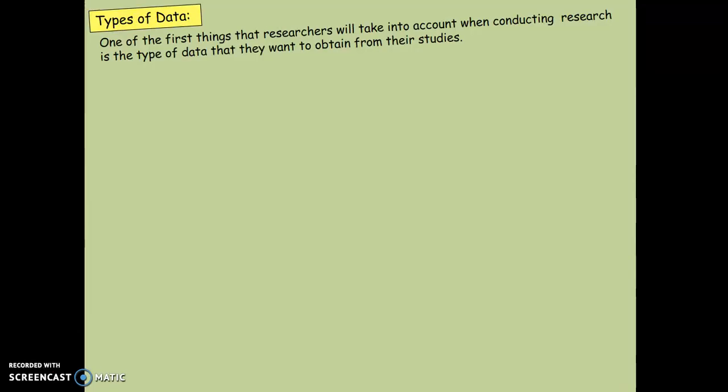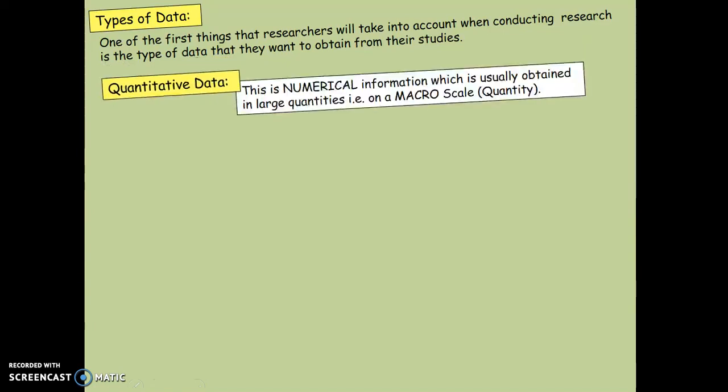Types of data. One of the first things that researchers will take into account when conducting research is the type of data they want to obtain from their studies. Quantitative data. This is numerical information which is usually obtained in large quantities, i.e. on a macro scale. This is standardized data and is objective and reliable. It's easy to quantify.